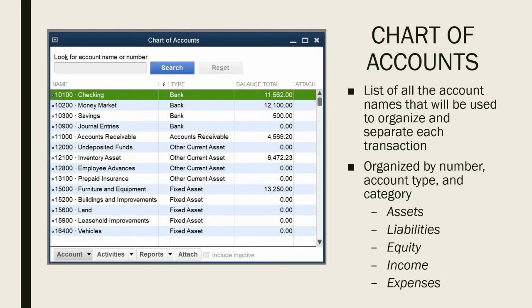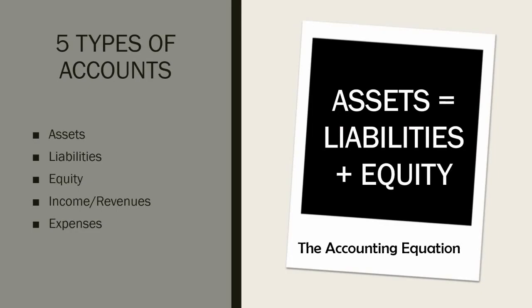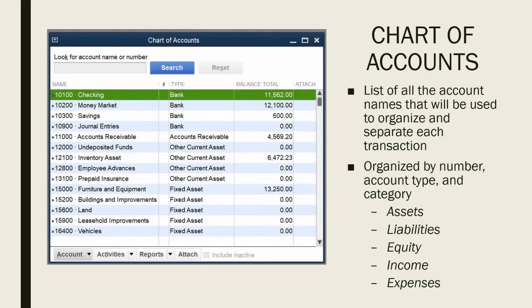So let's look back here. Exactly how you see it right here, assets will always be first. Liabilities will be next. Equity will be third. Fourth will be income. And lastly, fifth will be your expenses, okay? So be sure that this is the order that you're always going to have your chart of accounts.